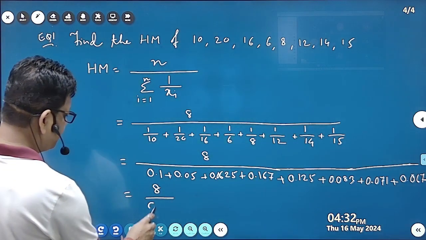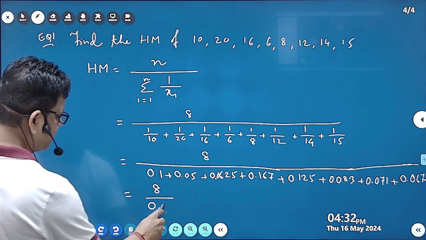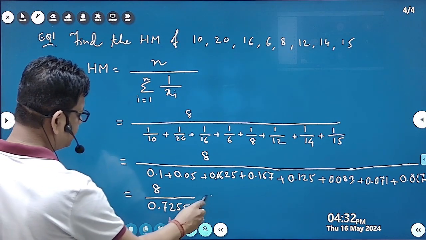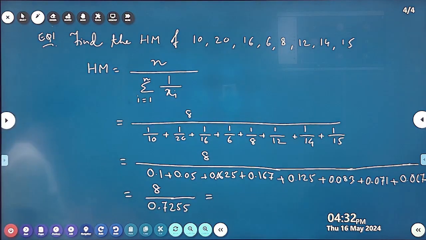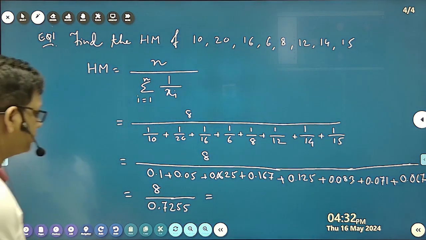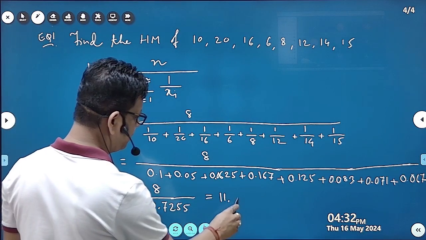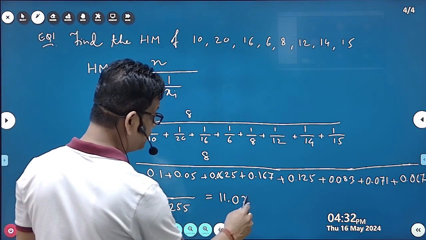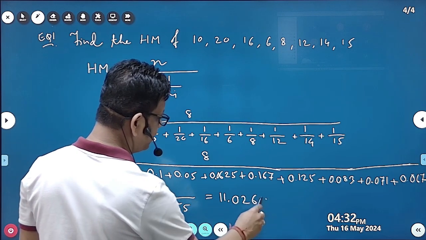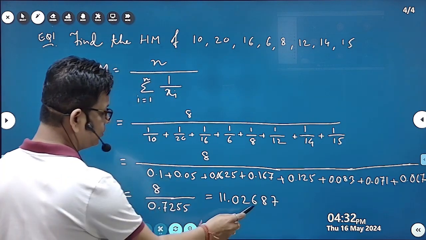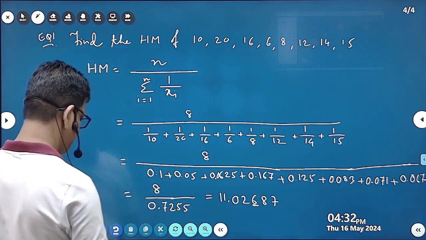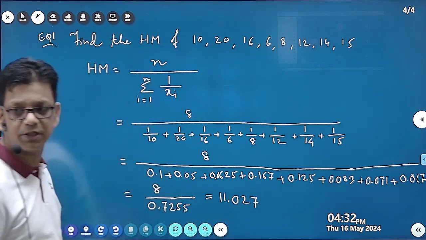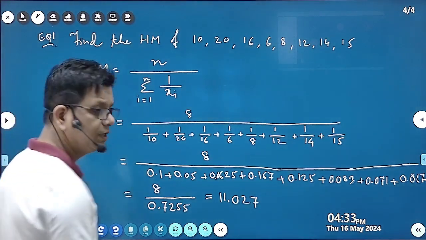The sum is 0.725. Okay, so divide it. How much? 11.02. Any more digit? 687. So like this you are getting it. Yes or no? So this 6 you can make as 7, because the next digit is 8. So it is an approximate value. Is it correct?